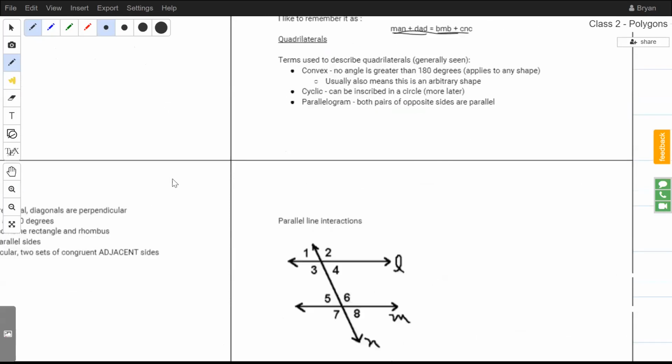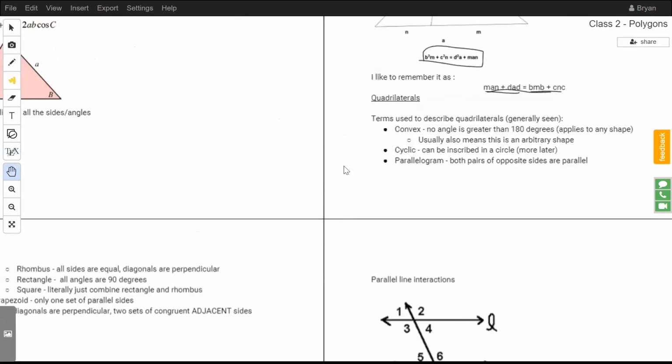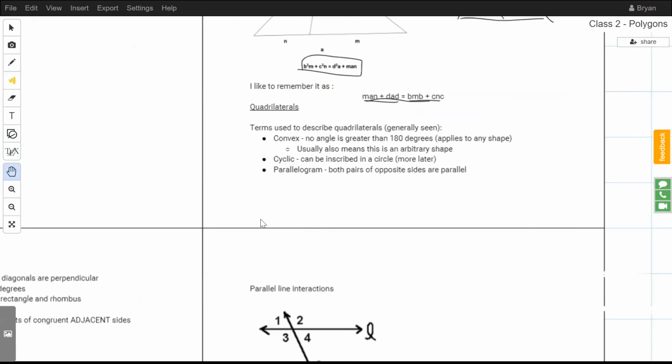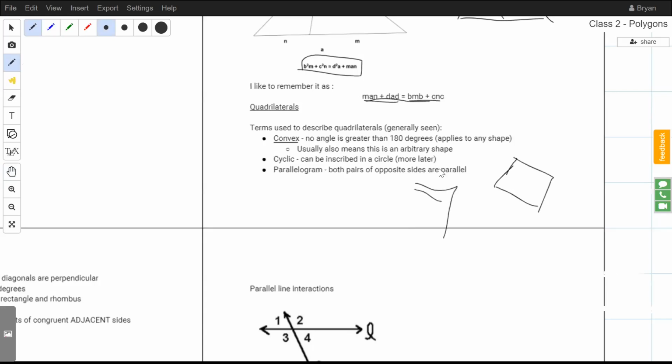Now we can move on to quadrilaterals, which are simply four-sided shapes. When you encounter problems with these, you'll very often see terms used to describe them. Normally they'll use convex, which means that no angle is greater than 180, like this. Or you might see concave, which would mean that there's one angle that's greater than 180, like that. It's called concave because it caves in.